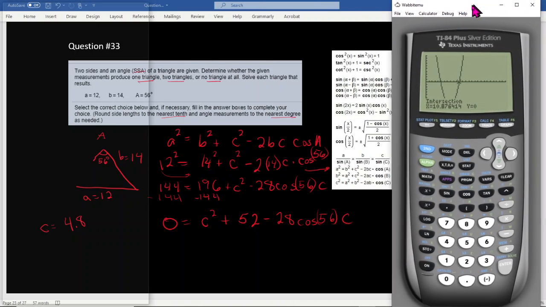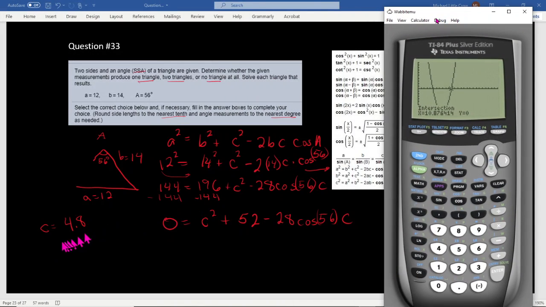Back over there. The other one is C equals 10.9. Okay, so we have two possible values for C, and then those will give us different values for A and B. So C has these two different values.